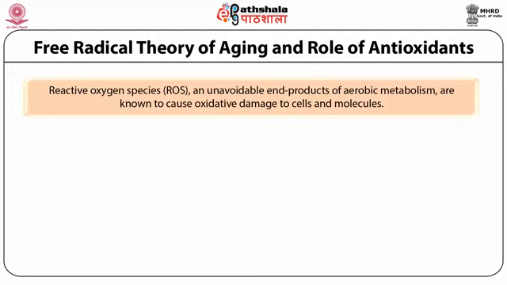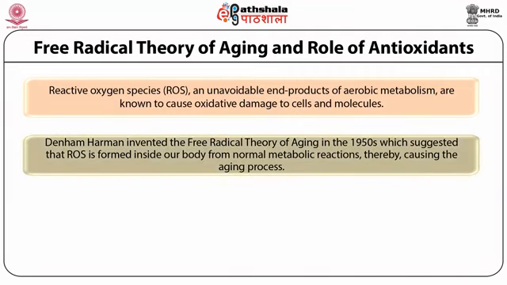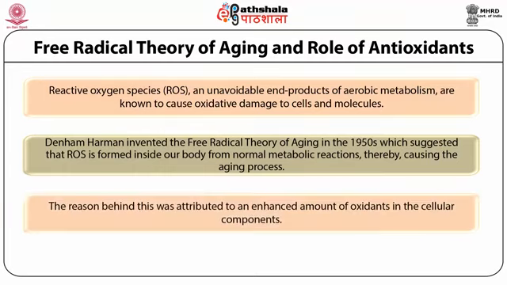This in turn is widely accepted as a crucial determinant of both the lifespan and the health span. Denham Harman invented the free radical theory of aging in the 1950s, which suggested that ROS is formed inside our body from the normal metabolic reactions, thereby causing the aging process. The reason behind this was attributed to an enhanced amount of oxidants in the cellular components.